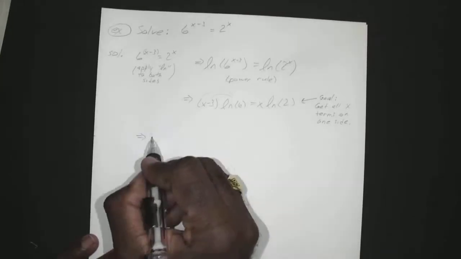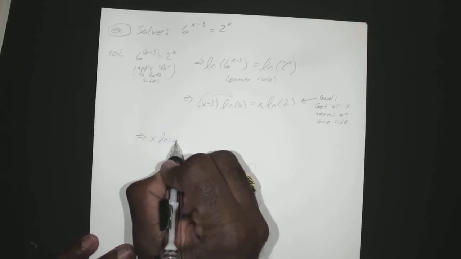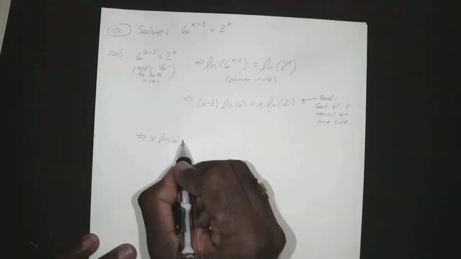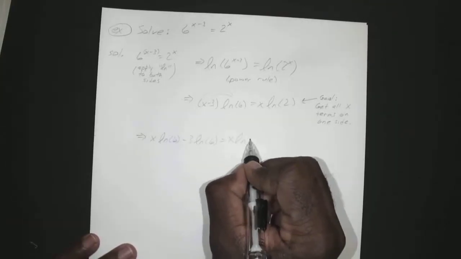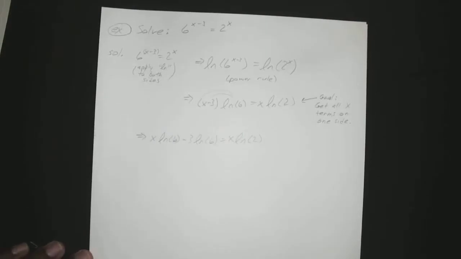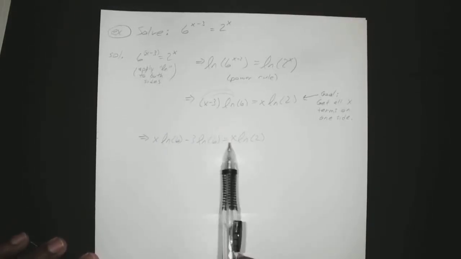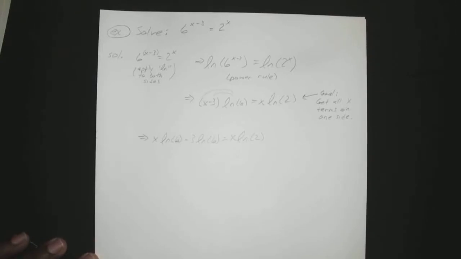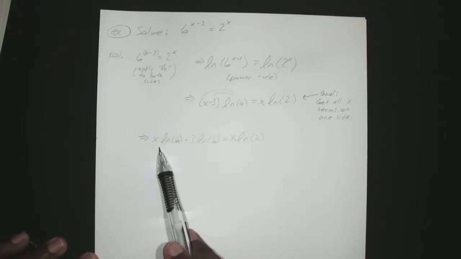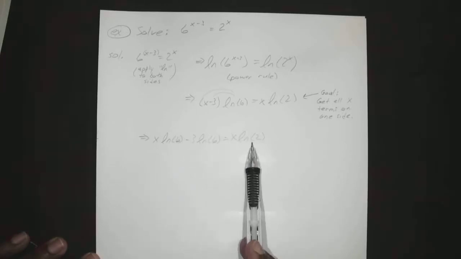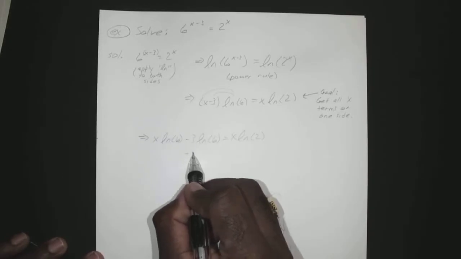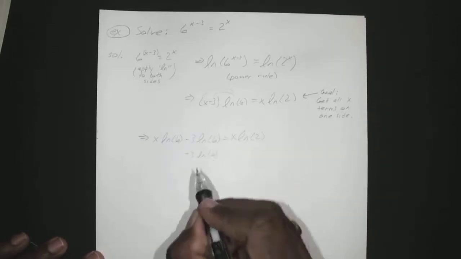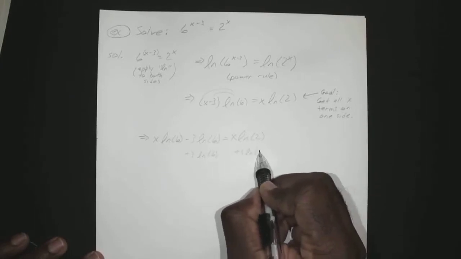Okay, so if you distribute that natural log of 6, I'll move this over some. You get x times natural log of 6 minus 3 times natural log of 6 equals x times natural log of 2. Okay, so we're going to get this x and this x both on one side. So we want to subtract natural log of 2 from both sides and then add 3 natural log of 6. Okay, so if we add 3 natural log of 6 to both sides, those two, of course, cancel out.